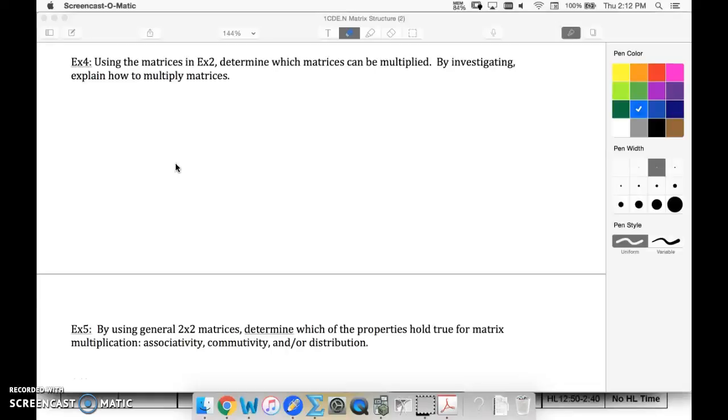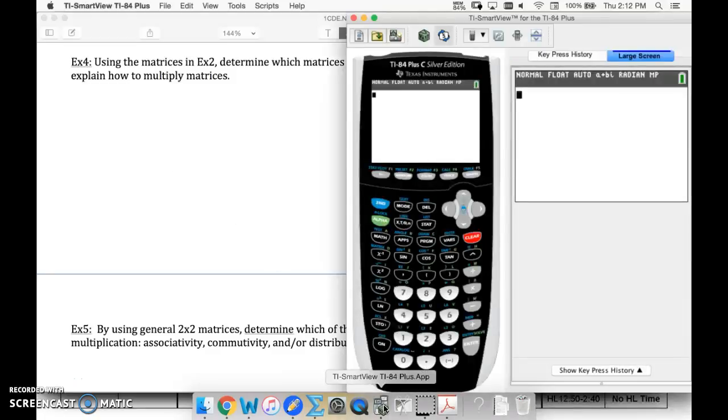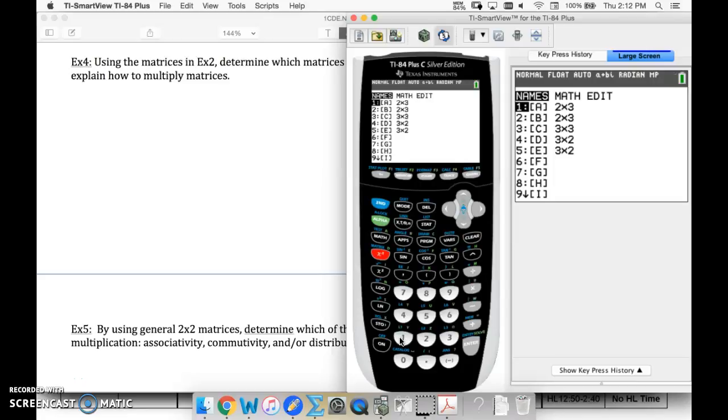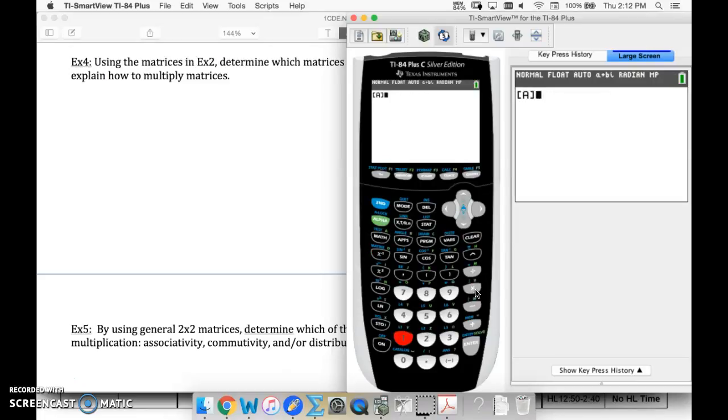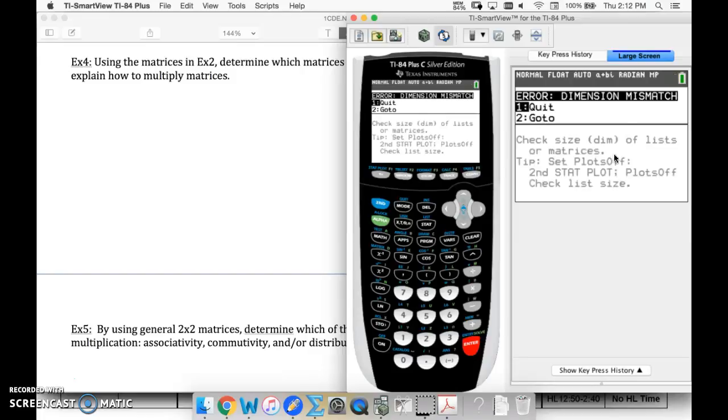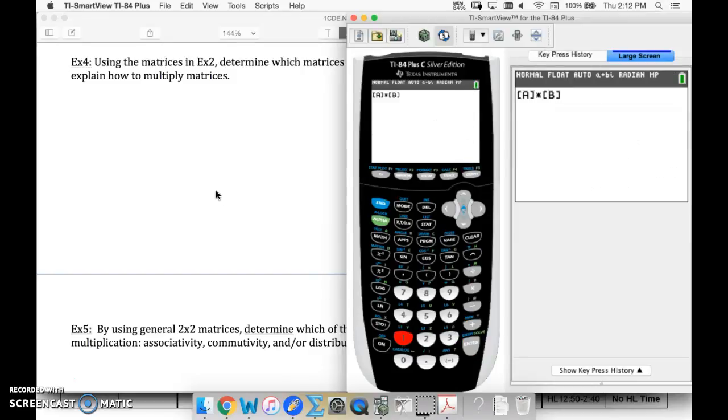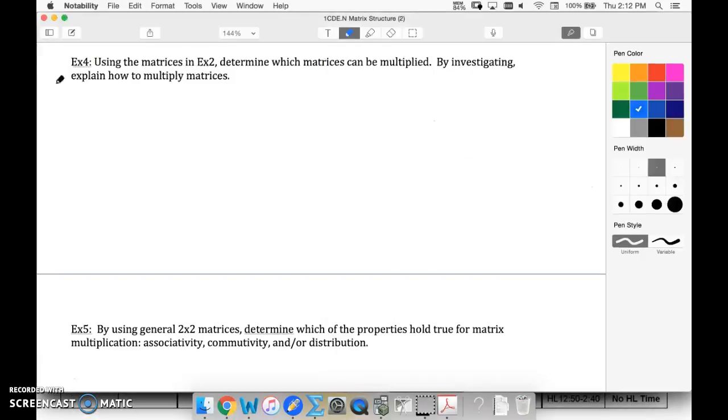Okay, so I'm going to leave this investigation part up to you, and I really do encourage you to do some investigation. So what I mean by investigation is that you're going in and you're multiplying, so we're going to try matrix A and multiply it by matrix B. And so we see that that doesn't work. So A times B doesn't work.